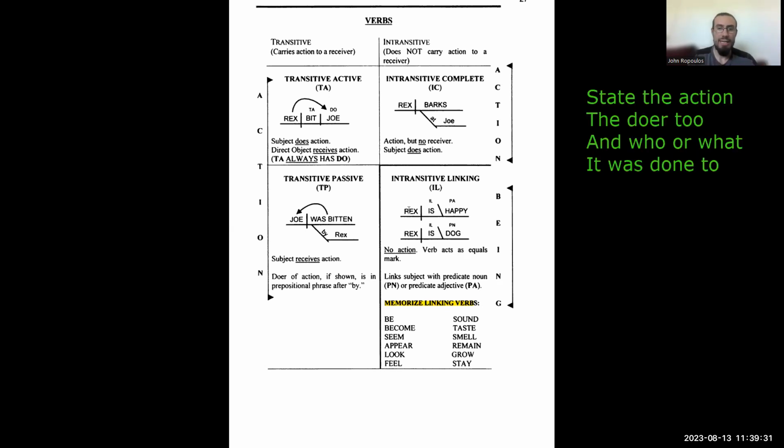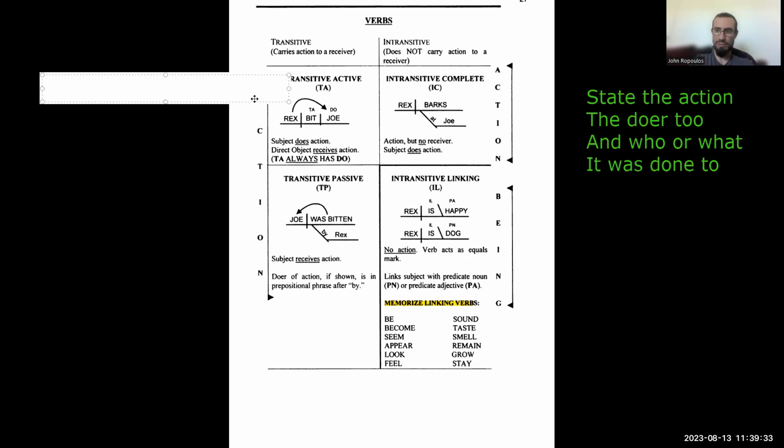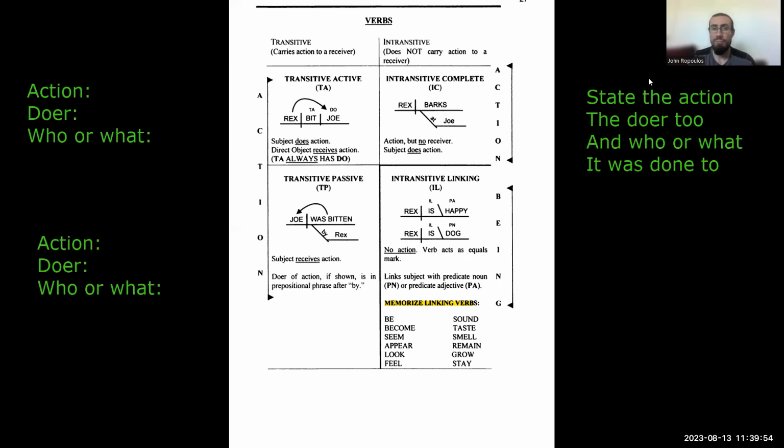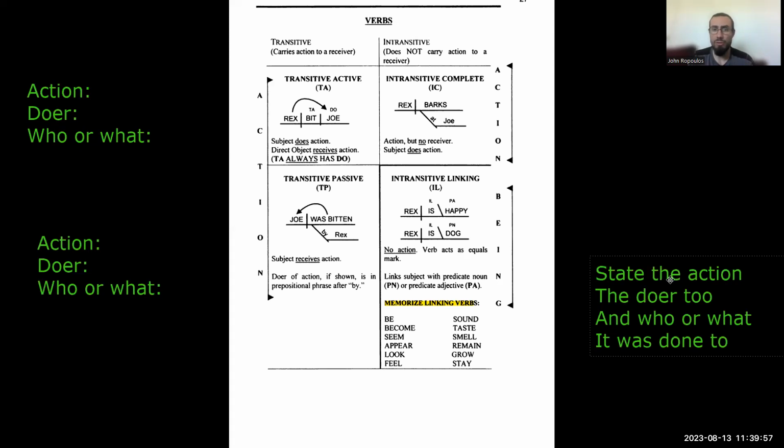Now, if I break that down into a test, we have the action, doer, and then who or what it was done to. This is the test. Depending on what answers I get on this test, I'm going to be able to determine what verb I have. So you can do this yourself. Try to answer these questions, right? If I have state the action, the doer, and who or what it was done to, check out transitive active.